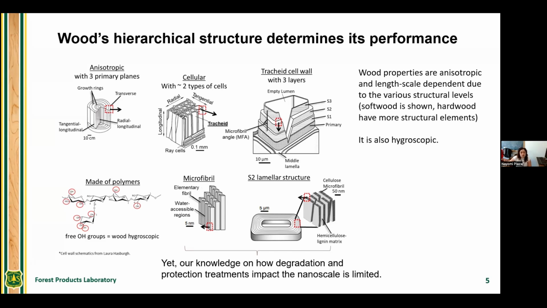For softwoods like the ones shown here, the tracheid is the most common one, and then when we look at those tracheids, we also have a material that is made out of a layered structure, and each one of those layers is made out of a nanofiber reinforced material with microfibrils that are made out of cellulose that have water accessible regions in between them that can absorb water.